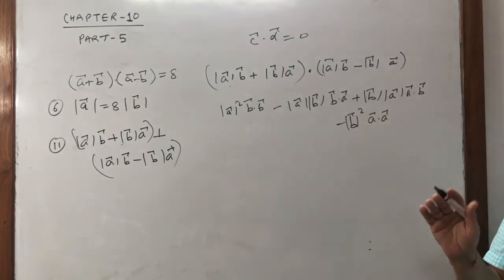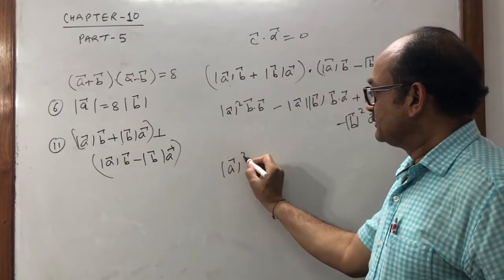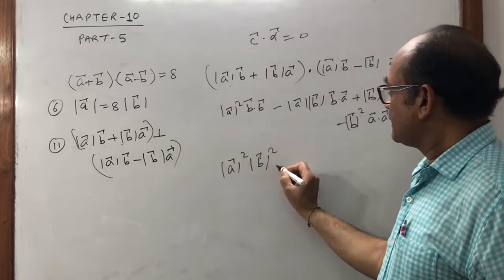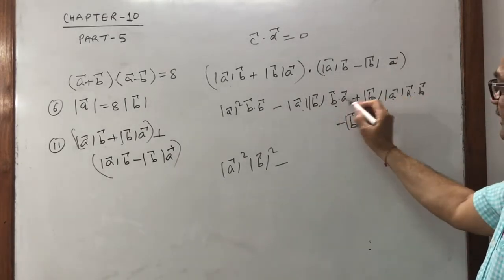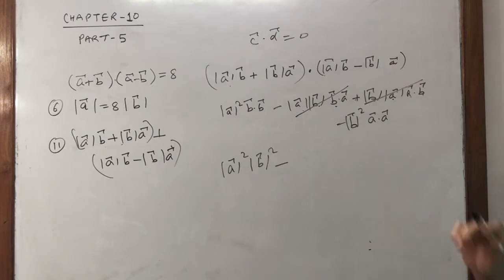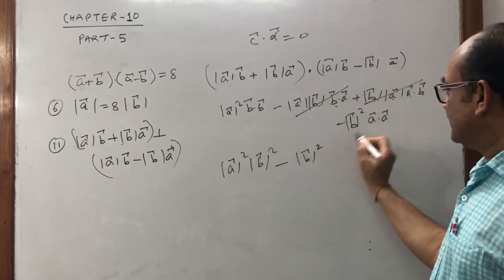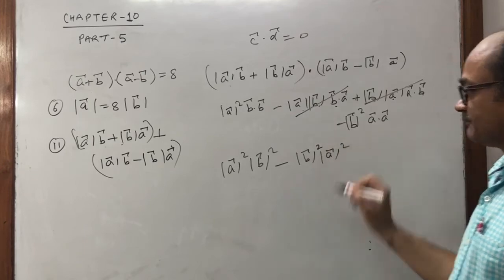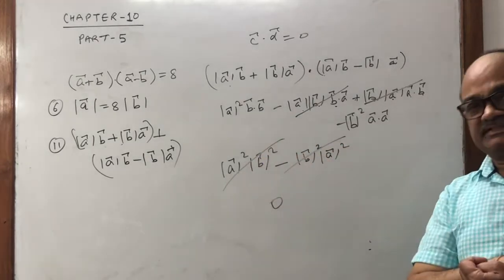What is A dot A and what is B dot B? Again mod B square. Minus mod A mod B, A dot B, and B dot A. These two are the same, so they cancel out. Minus mod B square and mod A square again. Again same thing. What are we getting? 0.